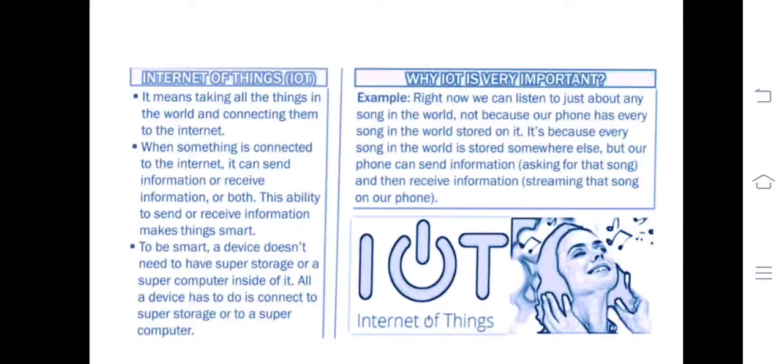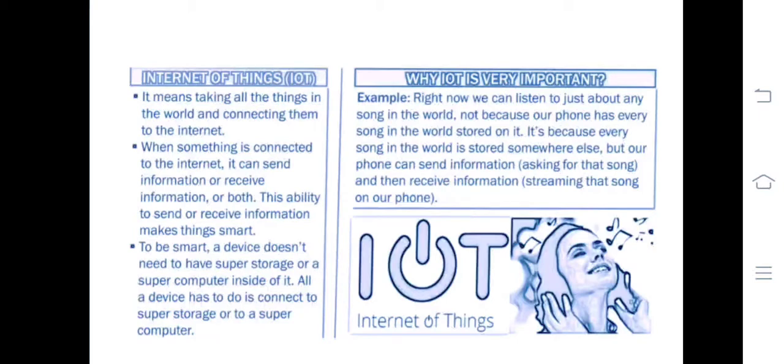Because the internet gives you genuine information, what to do or what not to do, because it is a piece of information. Yes, this ability to send or receive information makes things smart. To be smart, a device does not need to have super storage or a super computer inside of it. All a device has to do is connect to super storage or a supercomputer.